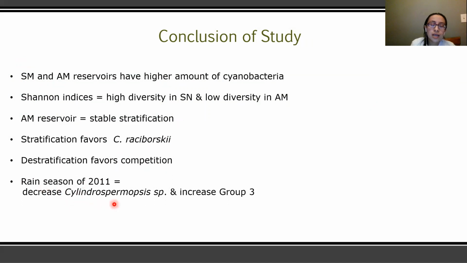So the rain season of 2011 showed that Cylindrospermopsis sp. had a decrease, while the group 3, which is other types of phytoplankton, increased. So what this means is that because the rainy season of 2011 caused a flood to occur in the reservoirs, the water became less stagnant in both the SN and the AM reservoir. So because there was more movement, some types of cyanobacteria like Cylindrospermopsis sp. could flood and escape the reservoir, while other types of phytoplankton could move up from the bottom layer of the water to the top layer and then get the nutrients that they were starving for, which means that there was an increase in group 3 phytoplankton.